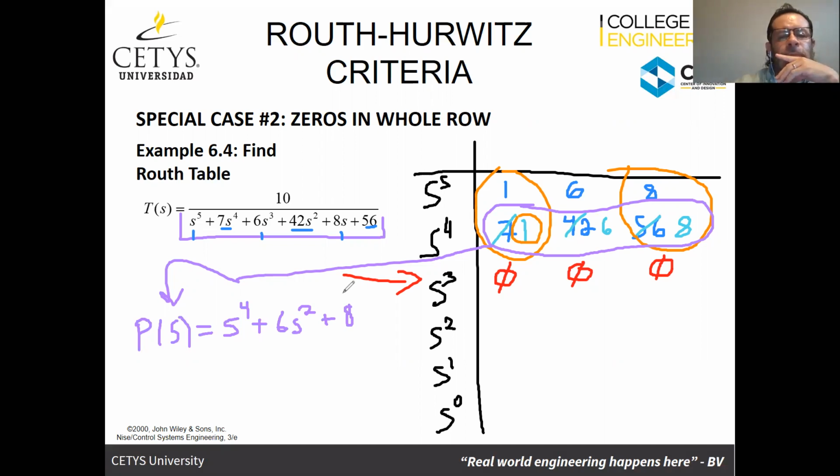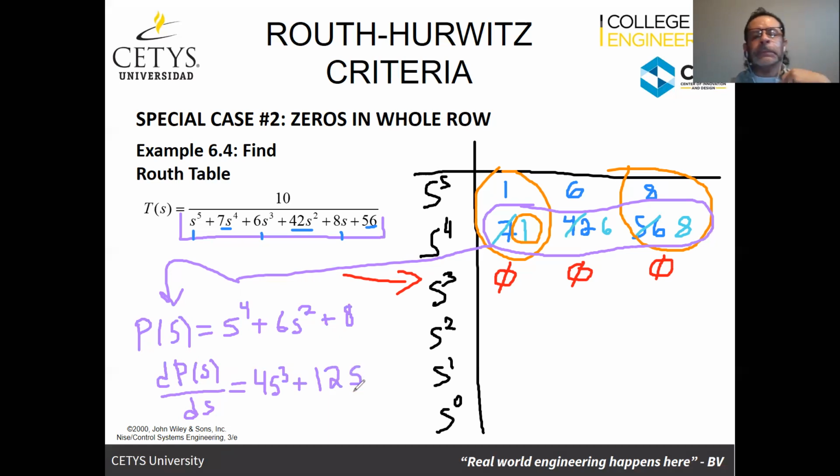It's the same. And next up, what we're going to do is calculate the derivative of P of S, of this auxiliary polynomial. Okay. And the derivative of P of S, reminding ourselves of our derivatives, is going to be 4S to the 3 plus 12S.